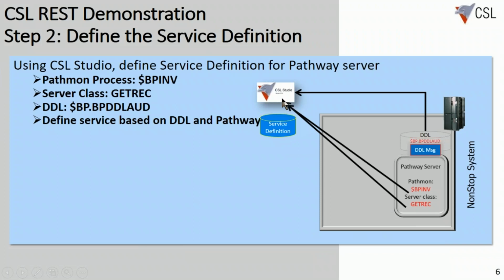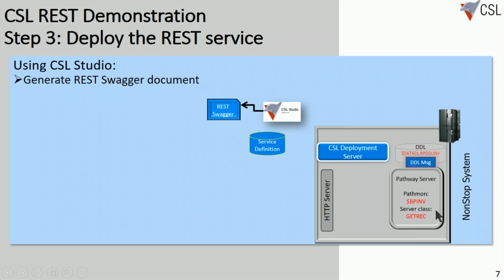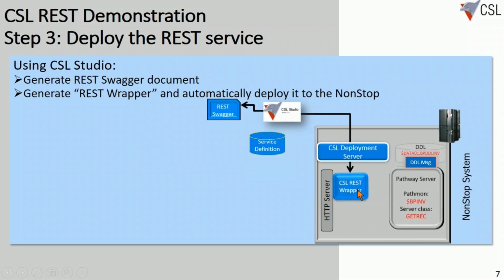Okay, so using CSL Studio, we accessed the NonStop, got the DDL, and gave it information about the pathway environment, and we generated a service definition from that. So our next step then is to again use CSL Studio to reference that service definition and generate a REST swagger. Now the swagger document is really important because this is what allows us to abstract client developers from needing to know any information about the NonStop or that it's a pathway server or any of that.